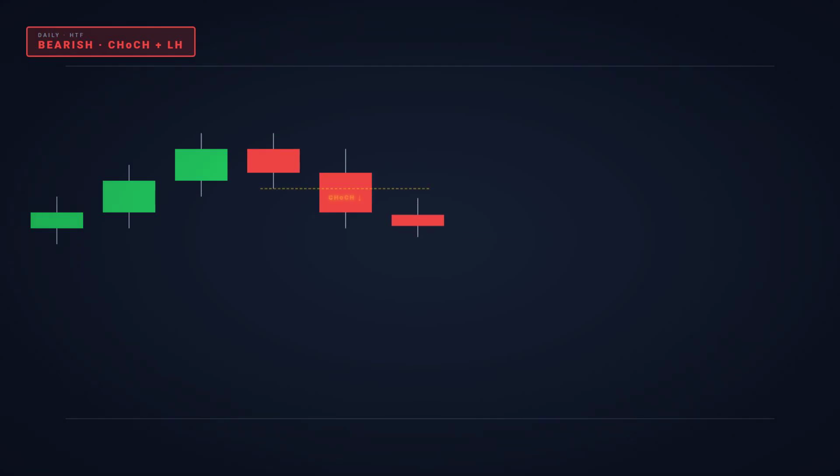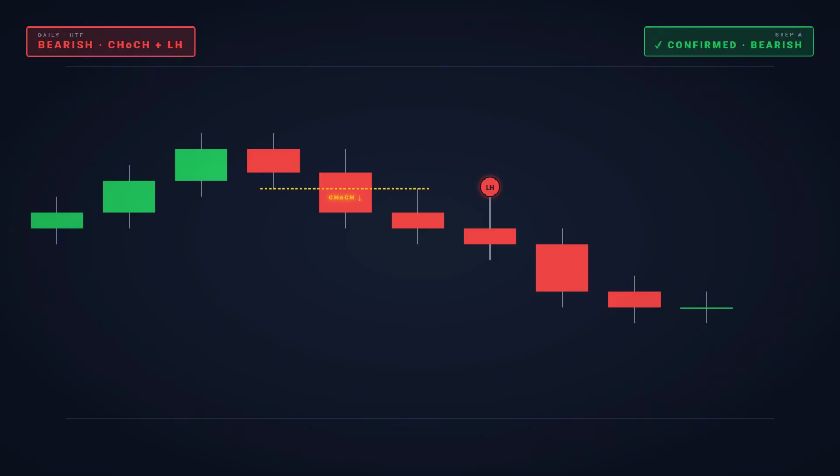I'm drawing this on screen right now. Daily chart. You can see the sequence clearly. A CHoCH printed here 2 weeks ago, followed by a lower high forming right after it. That CHoCH shifted the bias bearish. Every subsequent move on the lower time frame now has a bearish HTF context. Step A confirmed bearish bias.